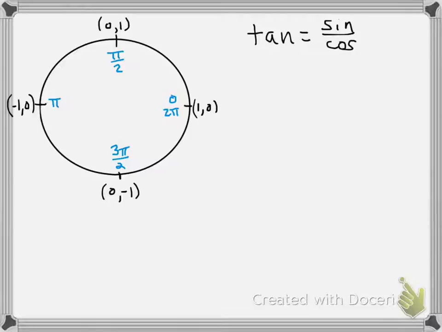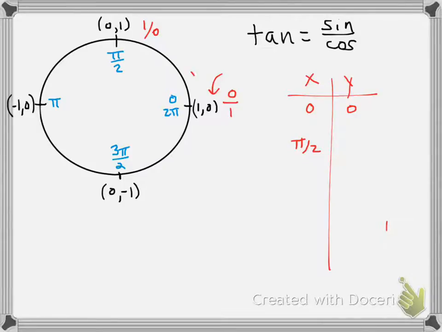So at 0, if I take sine over cosine, 0 divided by 1 is 0. So I'm going to kind of make a little xy table. So at 0, tangent is 0. Let's move to pi over 2. And I'm skipping a space for a reason. At pi over 2, 1 divided by 0. And so you'd have to remember that sine are the y values, cosine are the x values on the unit circle. 1 divided by 0 is undefined.